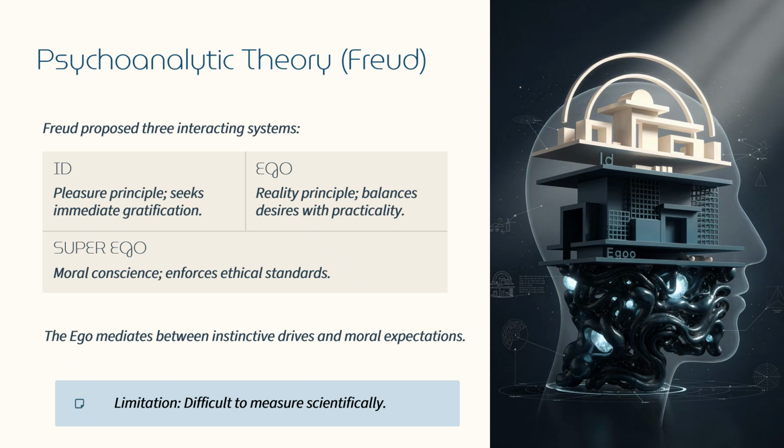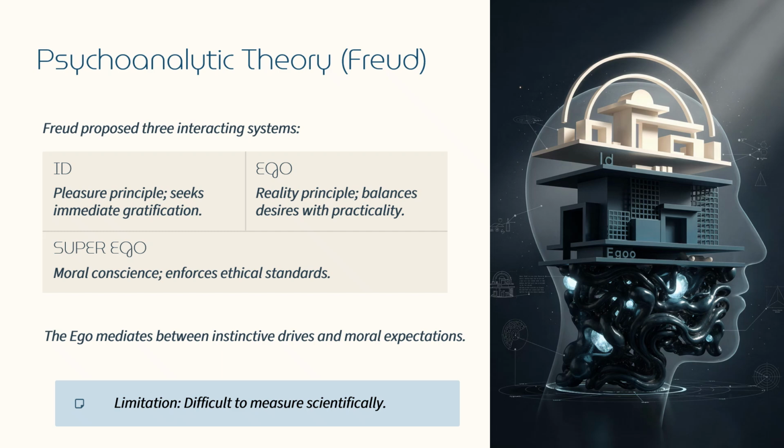And the third, the superego. This is our moral compass. It represents the social and personal norms, our conscience. It tells the ego what is right and what is wrong, acting as an ethical constraint on our behavior.